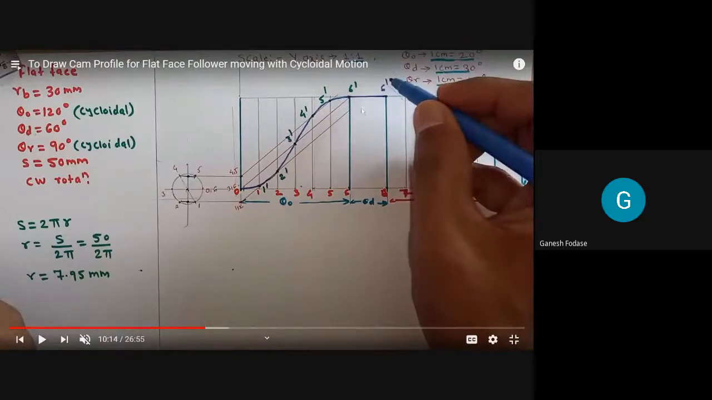So 5 dash, 7 dash, 4 dash, 8 dash, 3 dash, 9 dash, 2 dash, 10, 1, 11, and 0, 12 correspondingly. As the procedure, I remember, here we can transfer as it is because the motion is the same during rise and return. But it will not always happen. It may happen that during rise the motion is different. That is, let's say during rise the motion is SHM, and in return the motion is cycloidal motion. At that time we have to use a separate procedure. But here you can transfer this point as the motion is similar to that of the rise stroke.